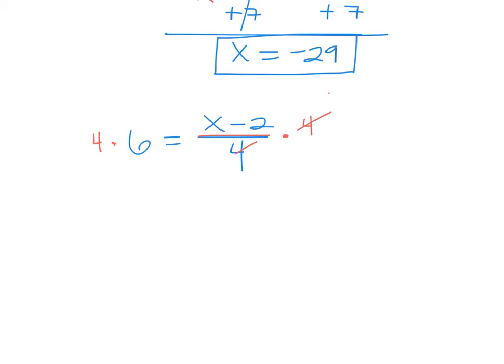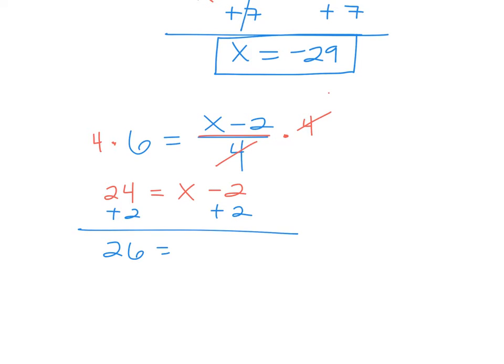So 4 divided by 4 is 1. 6 times 4 is 24. So you have 24 equals x minus 2. Okay? What do you do next? Add 2. You add 2. So plus 2 here, plus 2 here. So you get 26 for your x value.